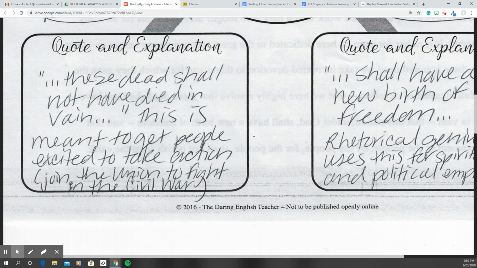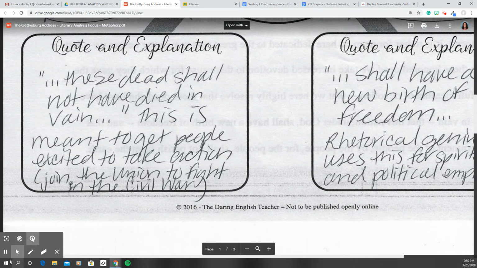And what he's doing here rhetorically is he is getting the people excited to take action, join the Union to fight in the Civil War so that we can continue to honor the fallen, continue our fight, continue the purpose in this war in order to abolish slavery. So I'm going to pause again, and if you take a minute to make sure you copy down that quote and then the explanation as well.